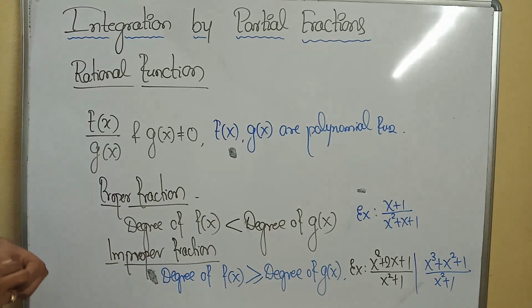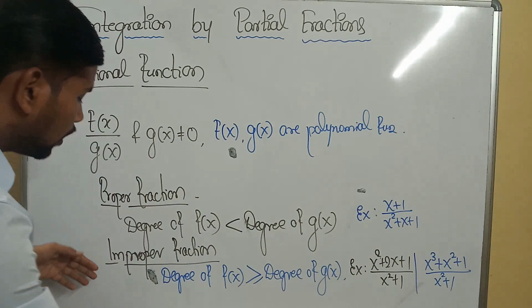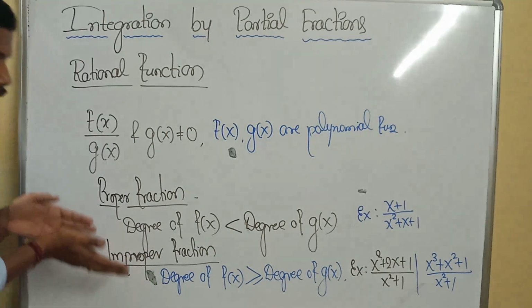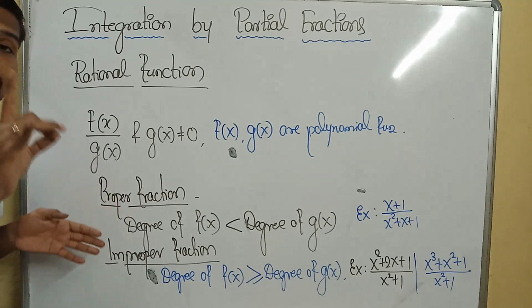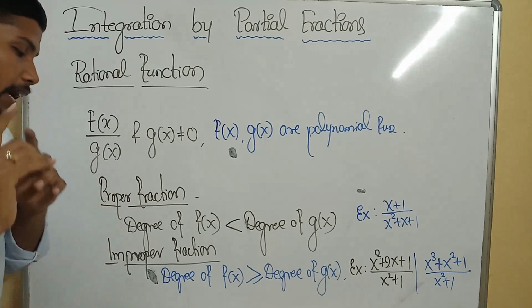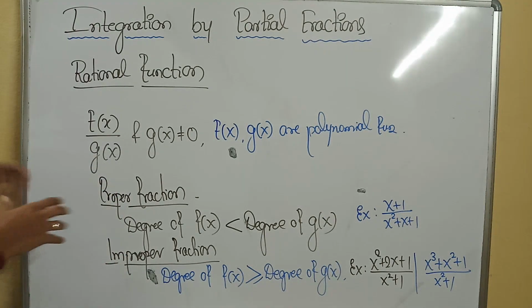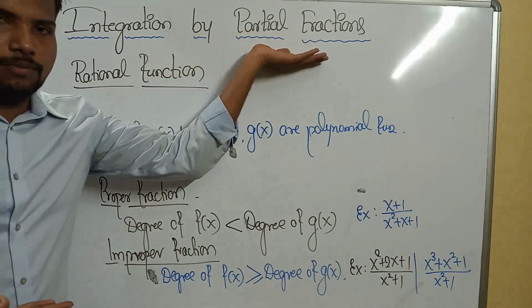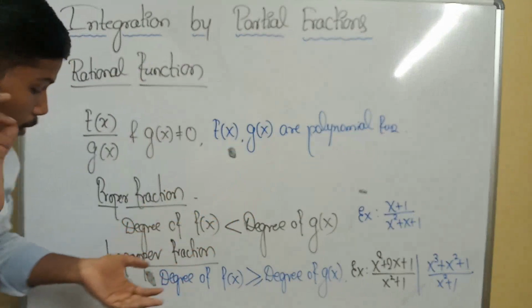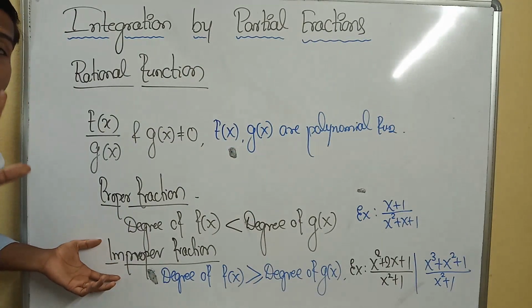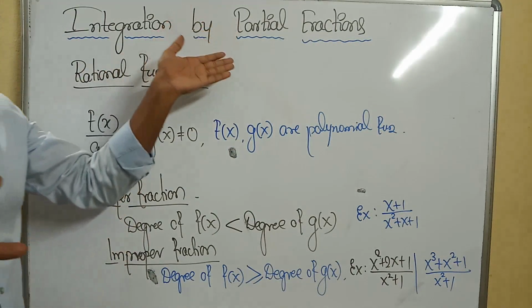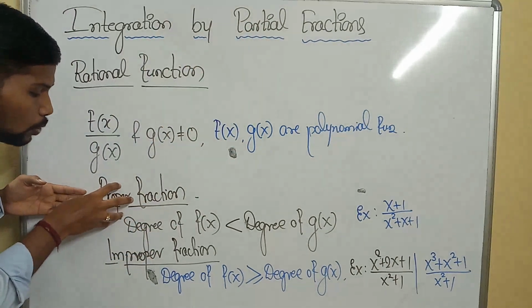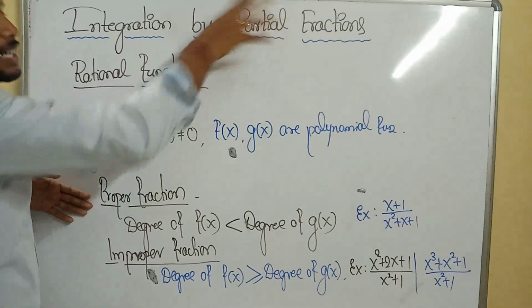Make one more note here. Every improper fraction can be converted to a proper fraction by the actual division method. And one more thing you need to note down: every proper fraction can be resolved into partial fractions. Note down properly, an improper fraction cannot be converted to partial fractions. You need to convert only proper fractions to partial fractions.